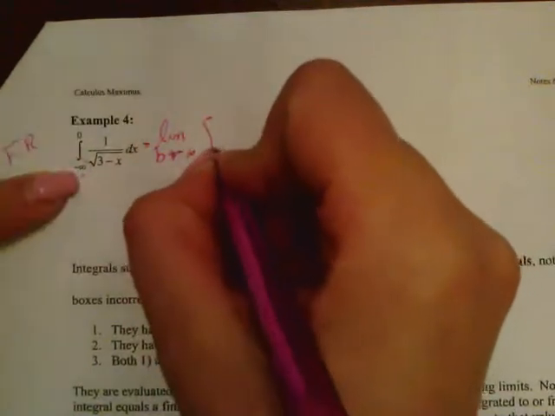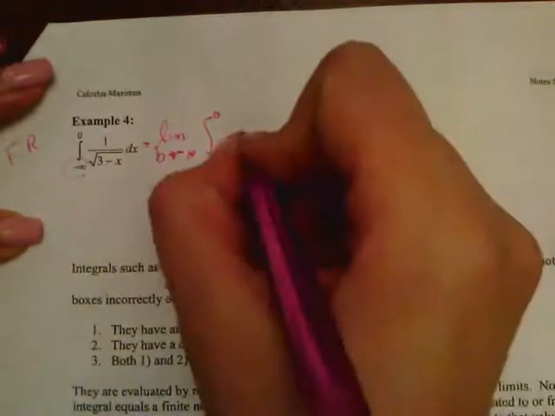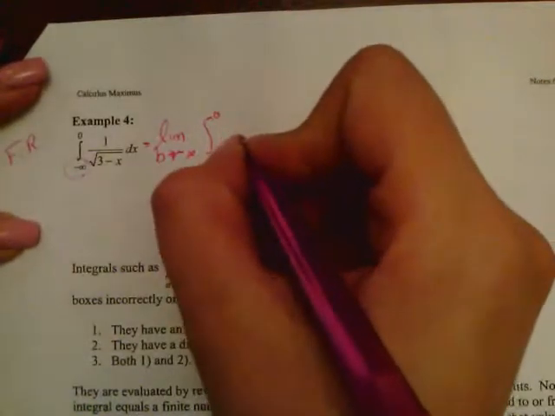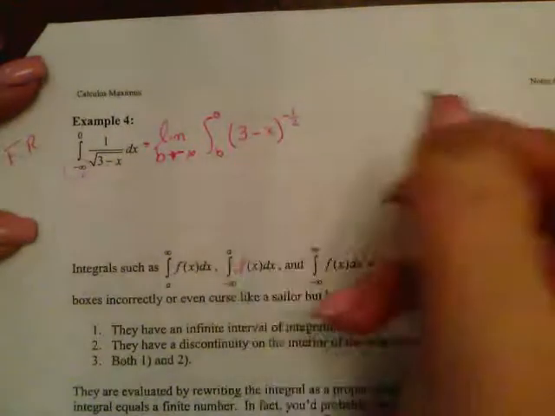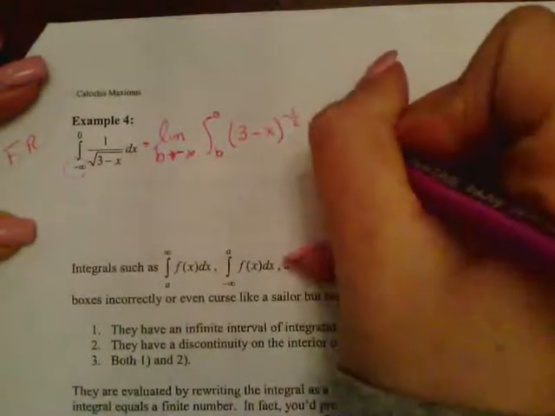So the first thing we're going to do, since it's an improper integral, is we are going to rewrite this as the limit as b approaches negative infinity, right? From, so here our b is going to be at the bottom to 0 of this function. And I'm going to rewrite this just so that I can integrate it a little bit easier. 3 minus x to the negative 1/2 dx.